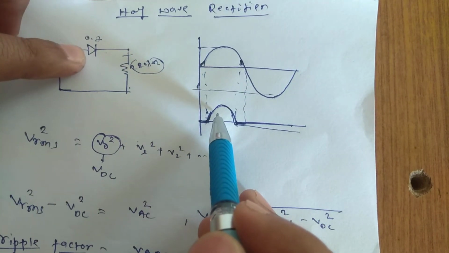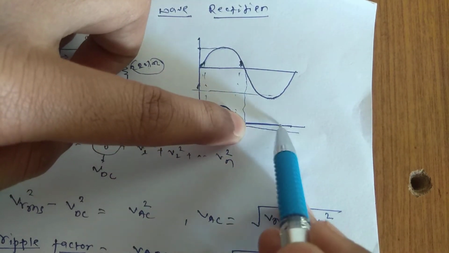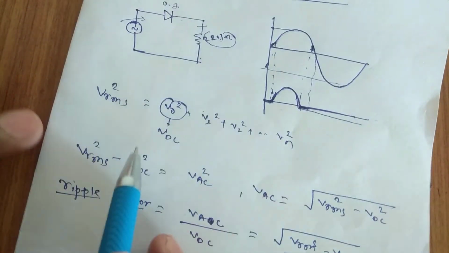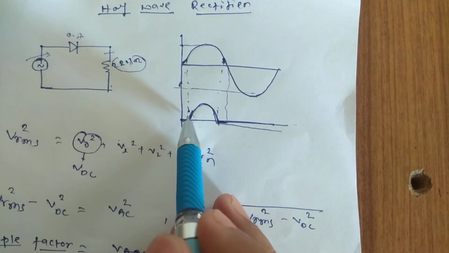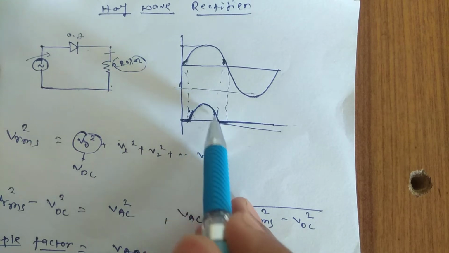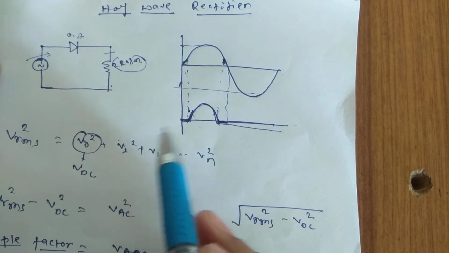Now if you reverse this diode, only the negative half will be rectified, and in the positive half you are going to get 0. Now we wanted to get DC, but we are not getting DC, we are getting pulsating DC, which means it consists of both AC as well as DC.